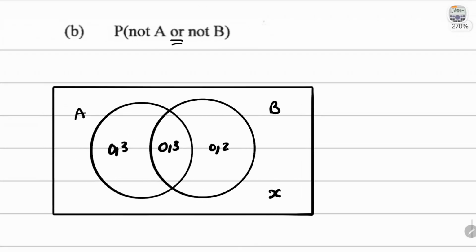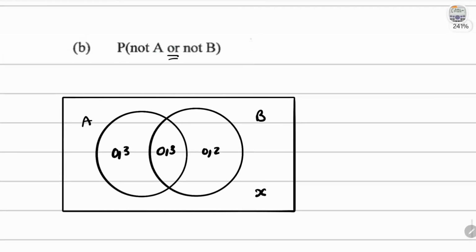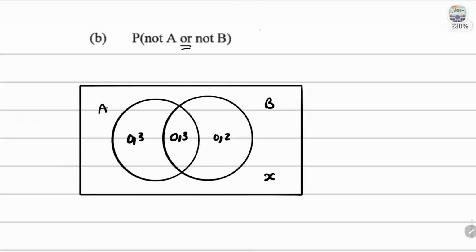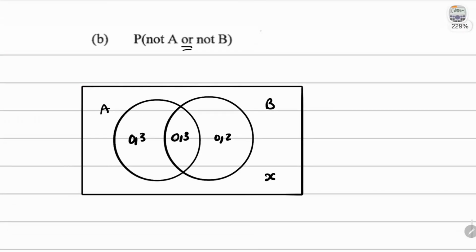So they want the probability of not A or not B. When you see or, this really just means to add. So the probability of not A, everything excluding anything in the circle of A, that would be all here, right? And whatever that outside is. Okay, so clearly we need to find out what that is first. So before even going into this, let's find out what that is.